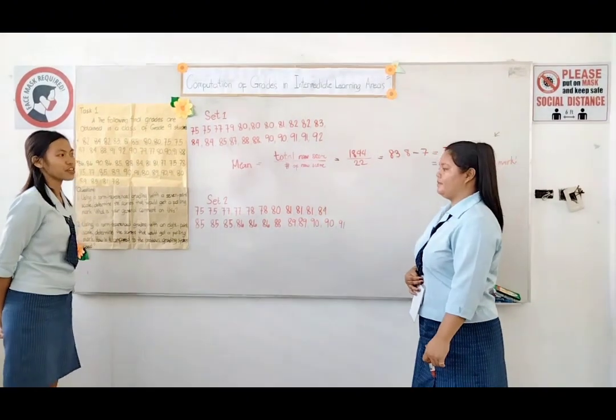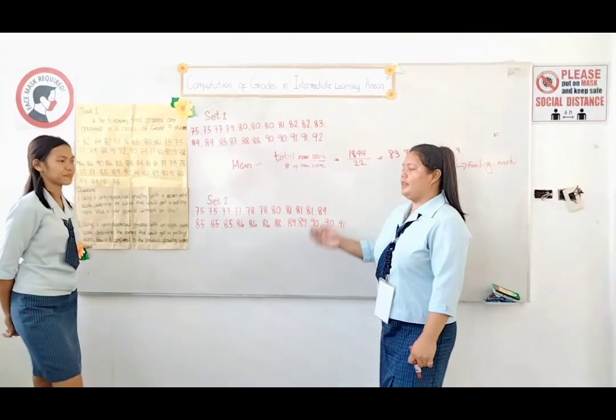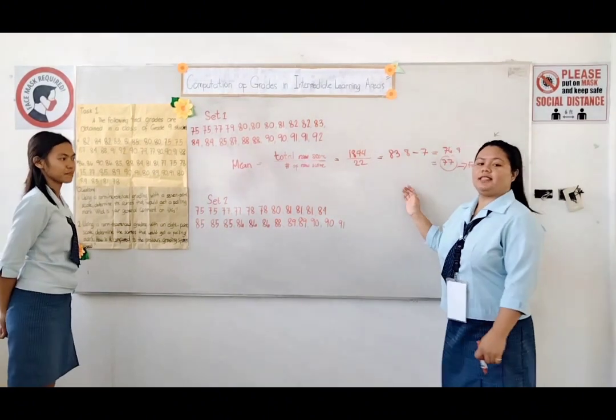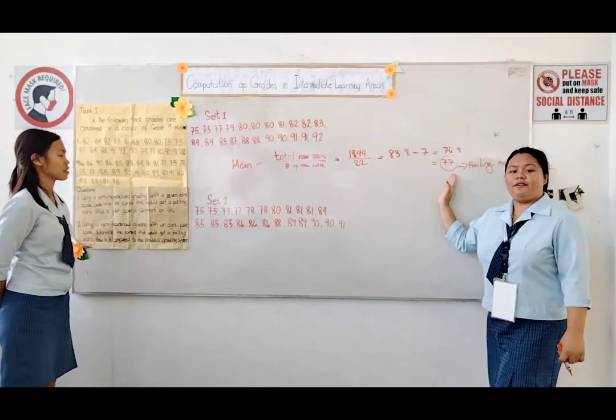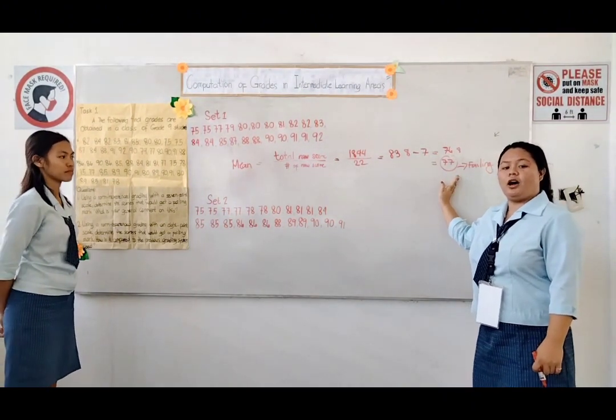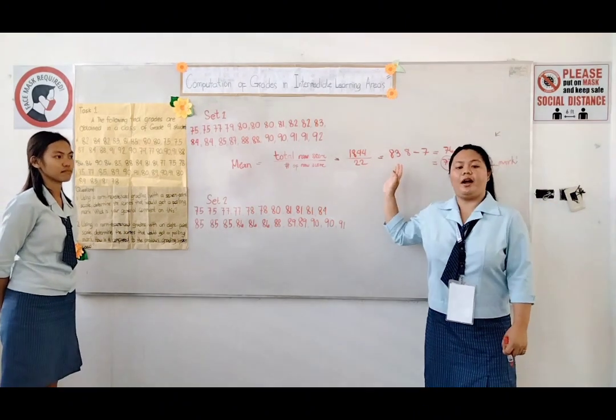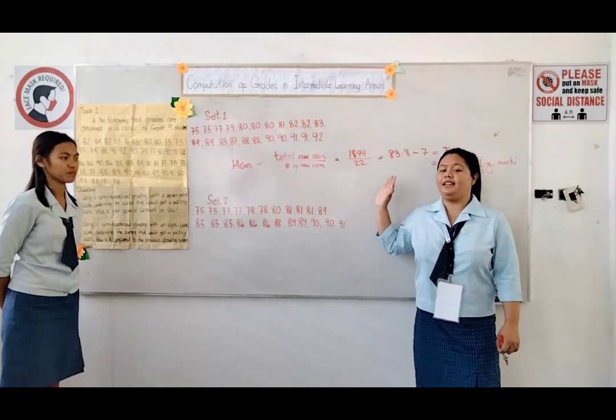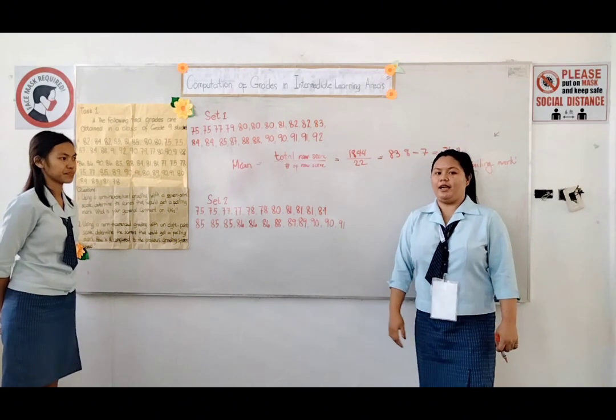So, what is your general comment on this? So my general comment on this is, since 77 below is the failing mark of grades, therefore there are 3 students in the grade 9 class who got a failing mark.